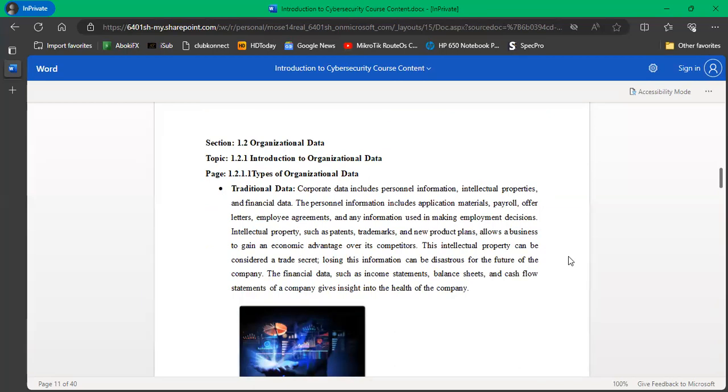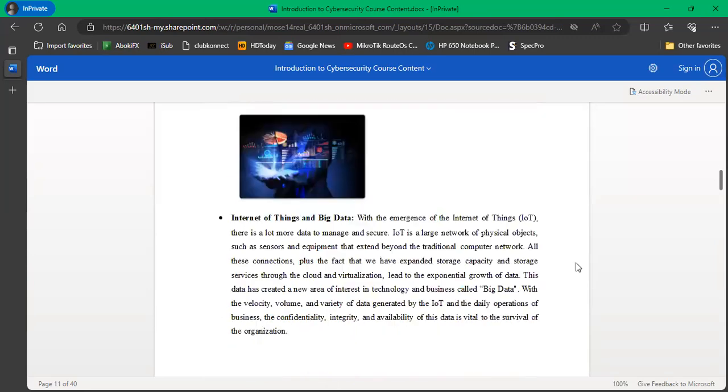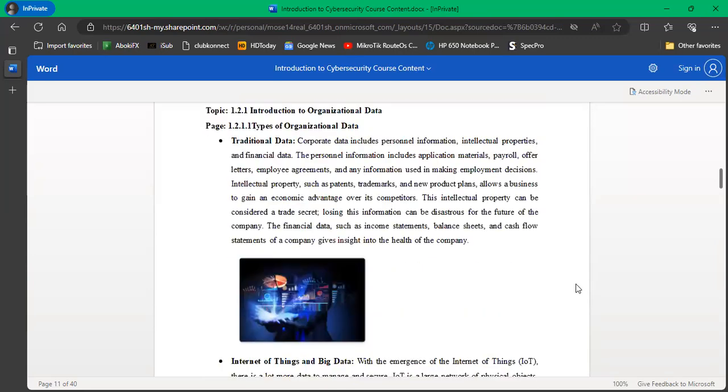Now, organizational data. You have different kinds of organizational data: the traditional data, and the Internet of Things and big data. Traditional data are corporate data that include personnel information, intellectual property, and financial data. And this personnel information includes application materials, payroll, offer letters, employment agreements, and any information used in making employment decisions.